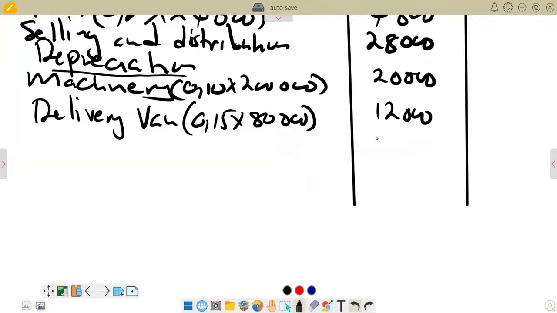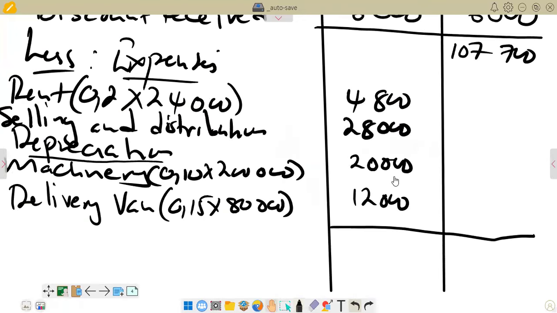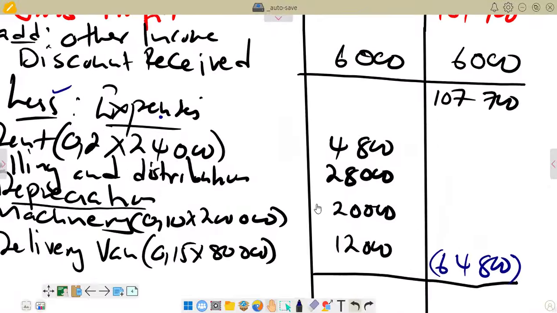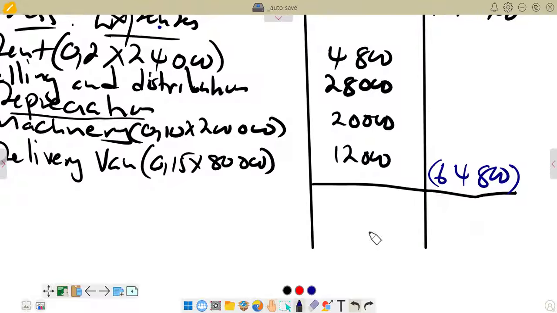So this marks the end of our other less expenses. Then we can add to get the total. So we add there 4,800 plus 28,000 plus 20,000 plus 12,000. Then the answer that we're supposed to get is 64,800. So here we are saying 64,800, getting the total for expenses. And we are saying less, so we are subtracting. So basically, we subtract there, we say 107,700 minus 64,800. The answer that we are supposed to get there is 42,900. So this figure will indicate our net profit.